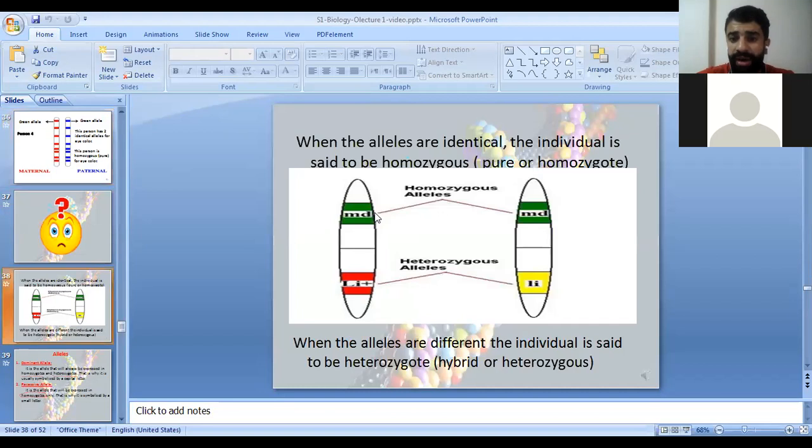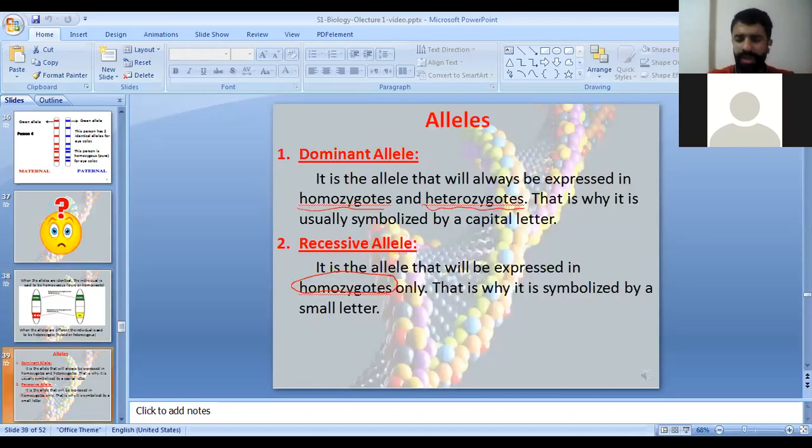So when the alleles are identical, the individual is said to be homozygous or pure. When the alleles are different, the individual is said to be heterozygous or hybrid. So please, you have to take these notes into consideration before we start our lesson. This is the introduction to start with our lessons. You have to know the meaning of homozygous: carrying the same alleles. Heterozygous means different alleles.